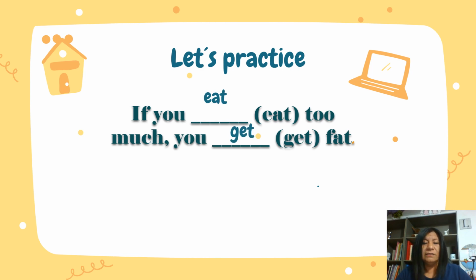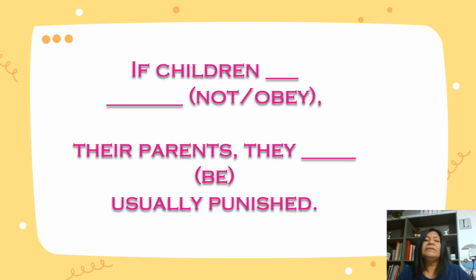Okay, in this case the verb is the same because we are using you, so you don't need to add anything. Okay, let's continue with the other one. Okay, we have here the children, their parents, they usually punish. In the brackets we have a negative one, not obey, and we have the verb to be. In this case, remember that the auxiliary for present simple is going to be do or does. In this case it is negative, don't or doesn't. Children is plural, so it's going to be don't or doesn't.